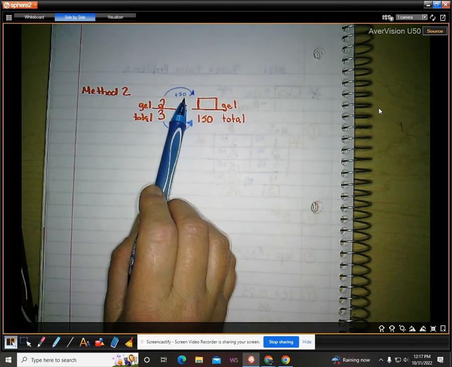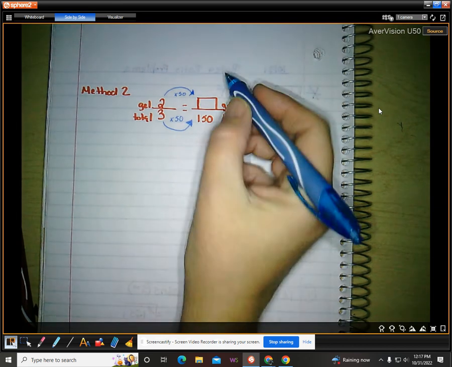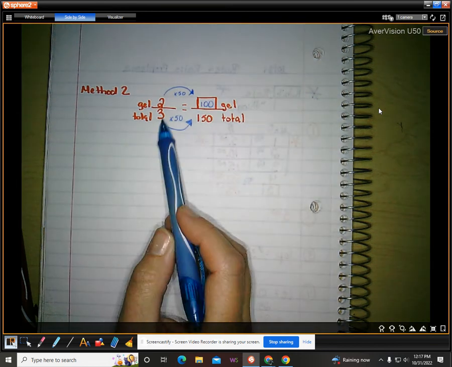Someone besides Jordan. Come on, guys. Justin. So if we follow the ratio of 2 to 3, then 100 out of 150 students would prefer gel toothpaste. Okay? Questions on that?